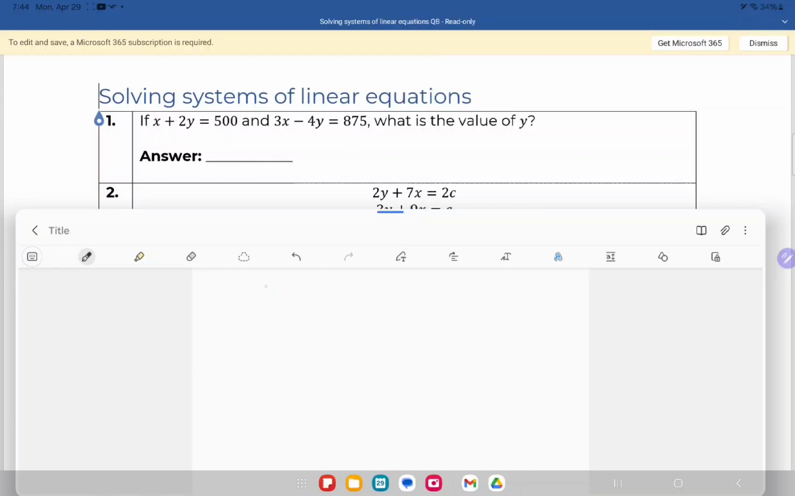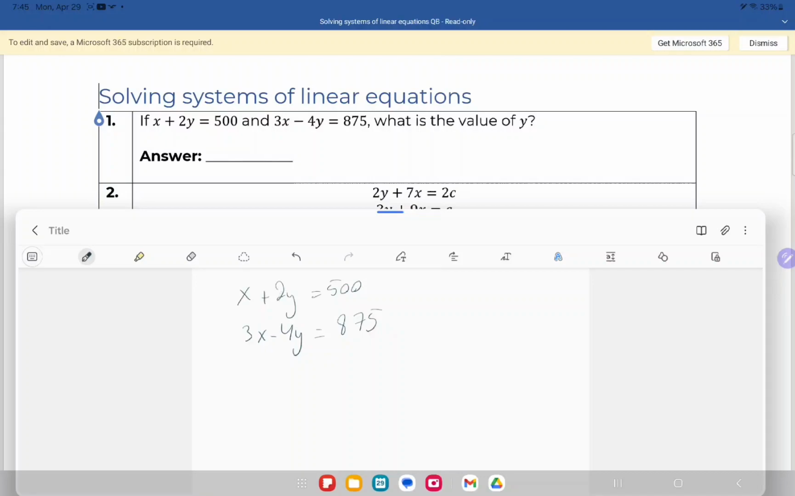Now, if x plus 2y is equal to 500 and 3x minus 4y is equal to 875, what is the value of y? I'm going to do either substitution or elimination, so I will think out loud as I solve it.